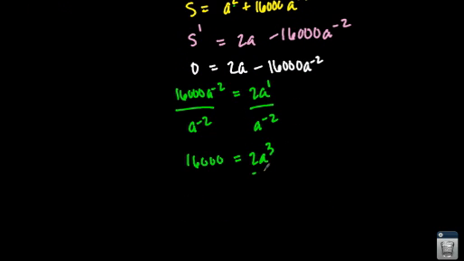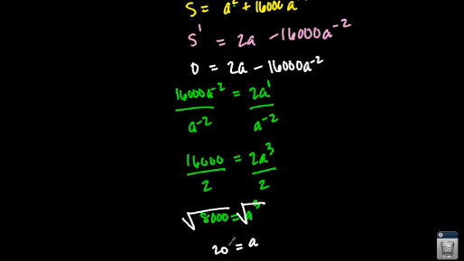Okay, I'm going to solve for A now. So I'm going to divide by 2 on each side. So 8,000 equals A cubed. Okay, so I'm going to take the cube root. Okay, so the cube root of 8,000 is 20. Okay, so now we have our A value.